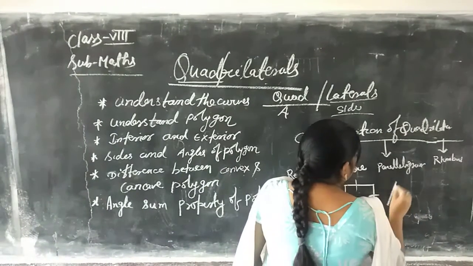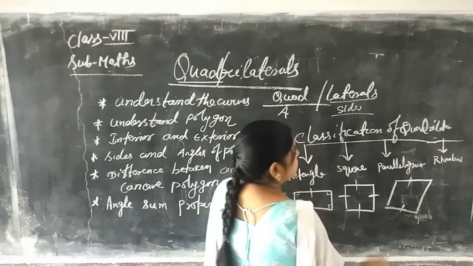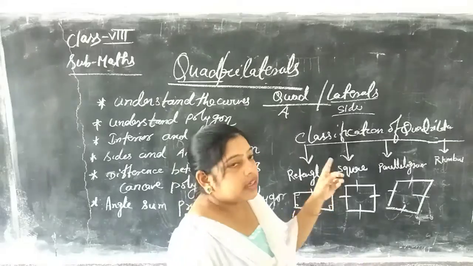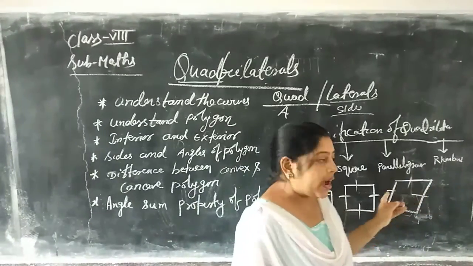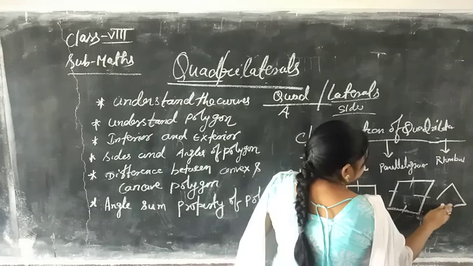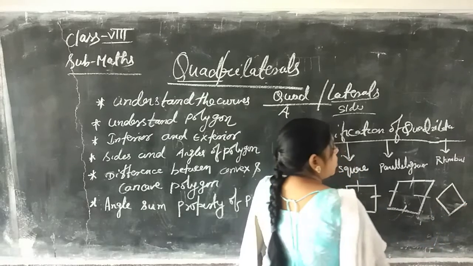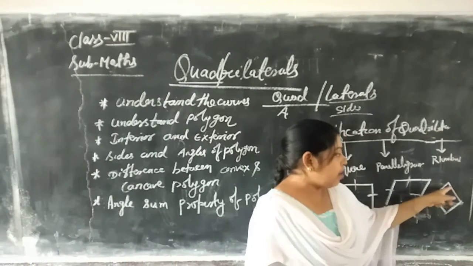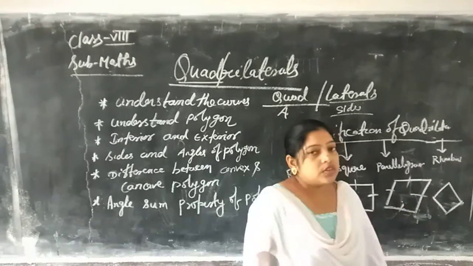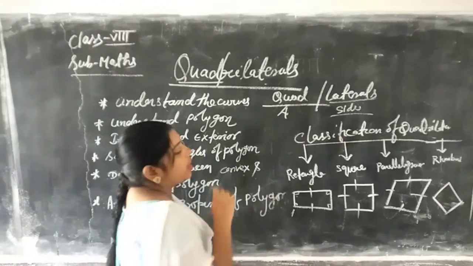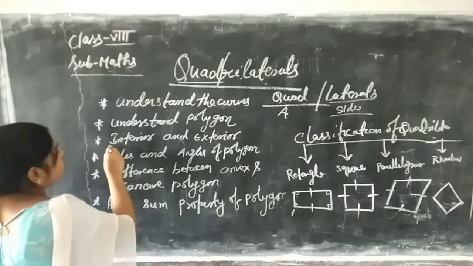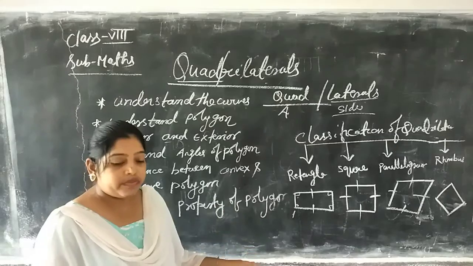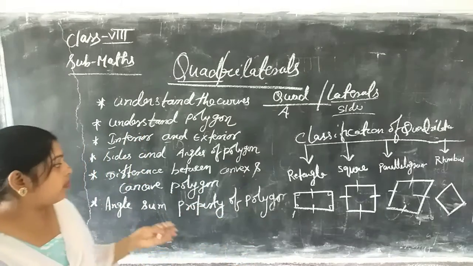Parallelogram: in a parallelogram opposite sides are parallel and diagonals are not equal. Rhombus, a rhombus is just like a square. A rhombus also has all sides equal and opposite angles equal. So these are the properties of the quadrilateral. Next is, what is the interior and exterior? Interior means inside of the figure and exterior means outside of the figure.